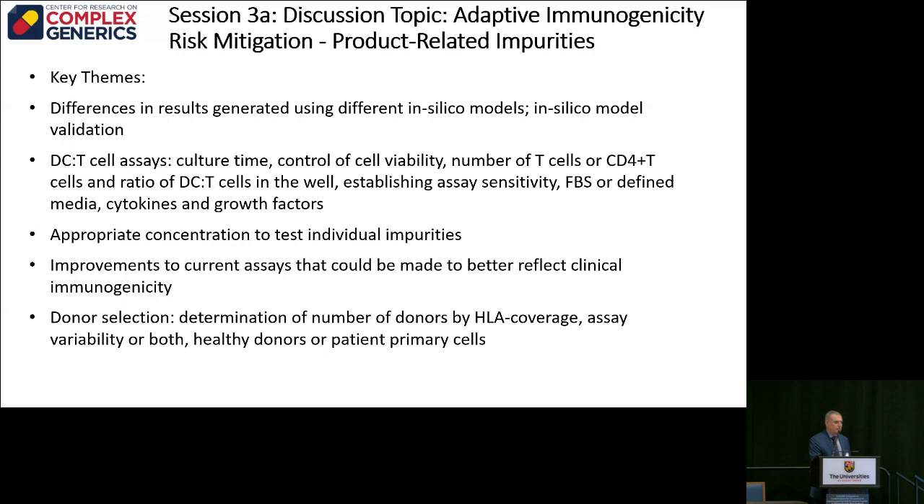Improvements to current assays that could be made to better reflect clinical immunogenicity, so trying to make that clinical bridge in a more robust way. And then another discussion session on donor selection, so determining the number of donors by HLA coverage, assay variability or both, and whether to use healthy donors or patient primary cells.